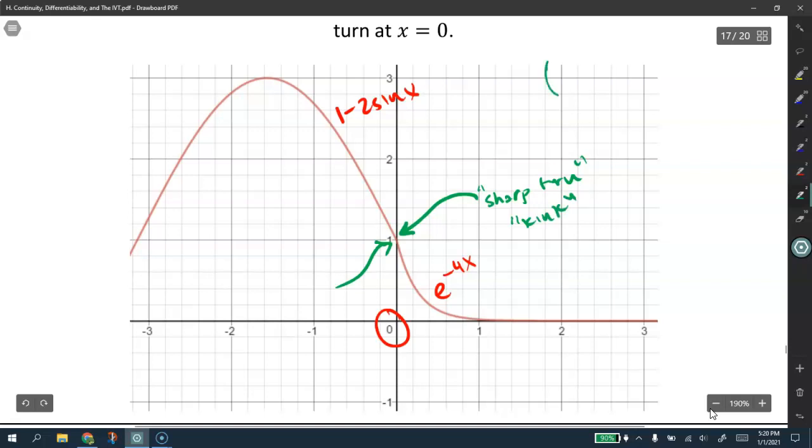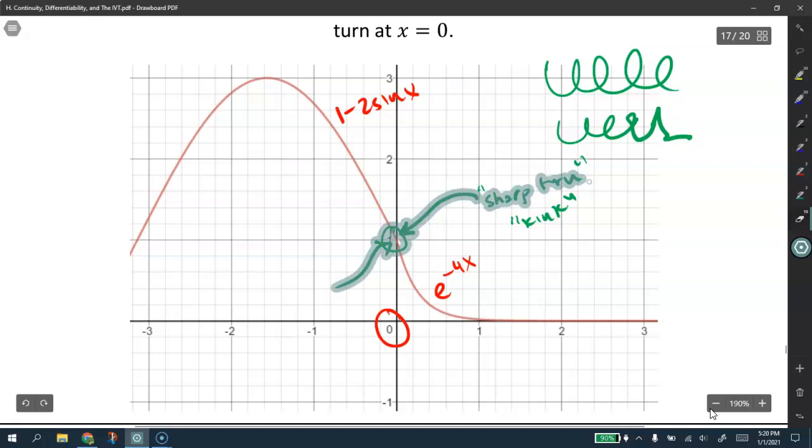Like when you have a spring, and the spring has a kind of a kink in it. So whatever you want to call it, a corner, a cusp, the AP exam doesn't really mind, as long as you notice that there is something there that would cause it to not be differentiable. You understand, right?